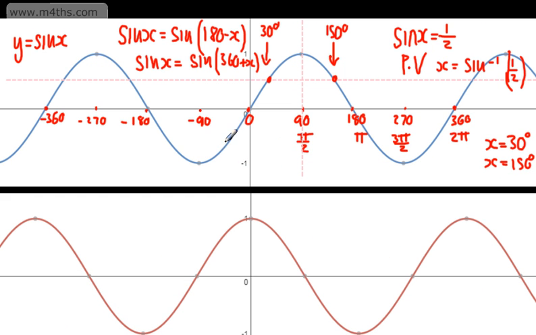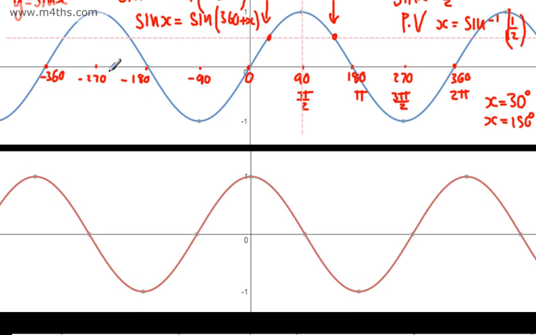So for example, if I was going from 0 to 720, all I would do is add 360 to this one and add 360 to that one. So the next one would be 390, and then we'd have 510, and we'd have 4 solutions. If we were looking at negative 360 to positive 360, we can see we got 2 solutions. So this one I would subtract 360, and this one I would subtract 360.